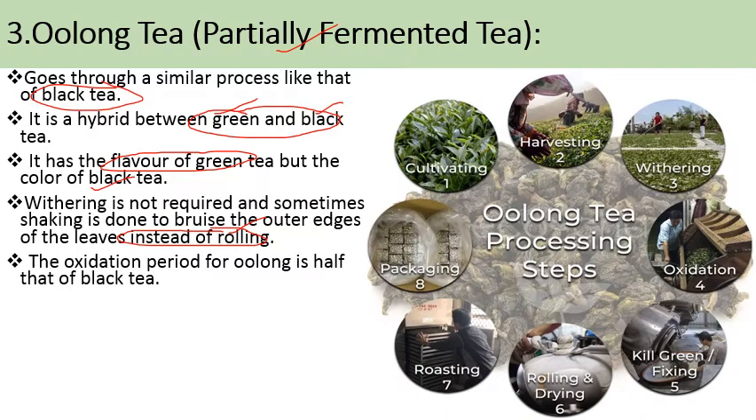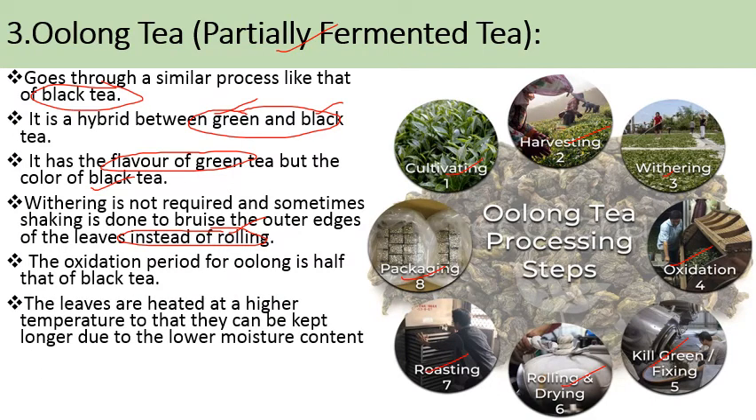So these are various processes which are involved in Oolong tea processing, which firstly cultivating tea plant, then harvesting the tea leaves. Second, withering is also done sometimes. Then it follows the oxidation process, जो कि black tea की processing से कम होता है. Then kill green fixing, then rolling and drying, roasting, which is also known as firing, and then finally the packaging.